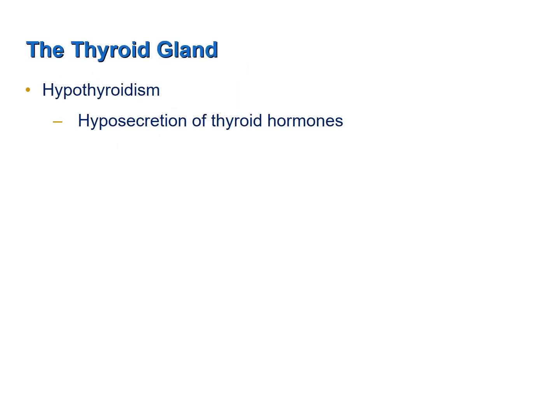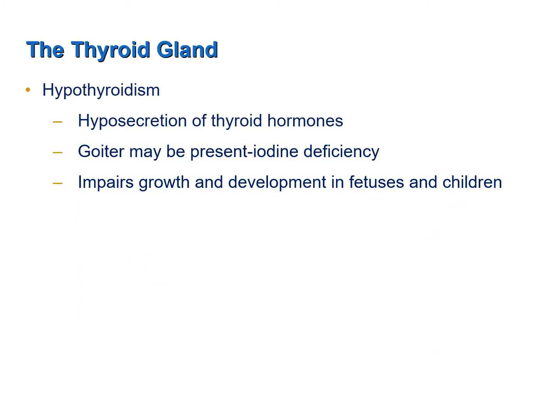Hypothyroidism results from hyposecretion of thyroid hormones. In other words, in a below normal level of secretion of thyroid hormones. If hypothyroidism is due to an iodine deficiency, where the individual is simply not consuming enough iodine to meet the requirements of thyroid hormone production, a goiter may be present. And we'll talk in a moment about how an iodine deficiency causes the enlargement of the thyroid gland.